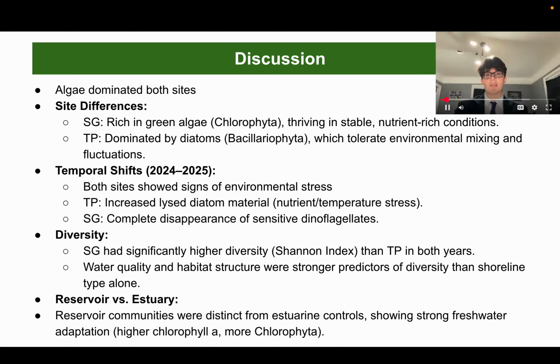So for my discussion, algae dominated both sites, obviously, but there were some differences. SG was rich in green algae, meanwhile TP was dominated by diatoms. Both sites showed many signs of environmental stress. For example, TP had increased lysed diatom material. Also, SG had a complete disappearance of sensitive dinoflagellates. SG also had way higher diversity than TP, which was not expected. Water quality and habitat structure were stronger predictors of diversity than shoreline type alone. And also, reservoir communities were distinct from estuarine controls, showing more freshwater adaptation.